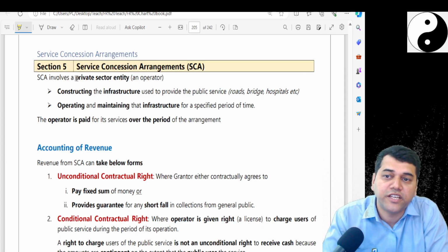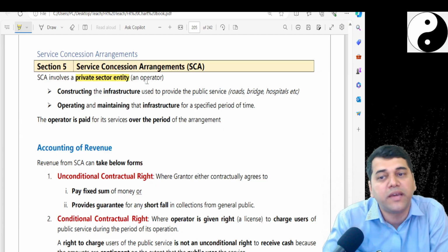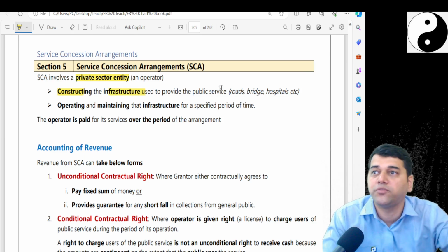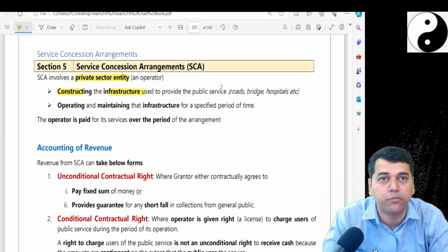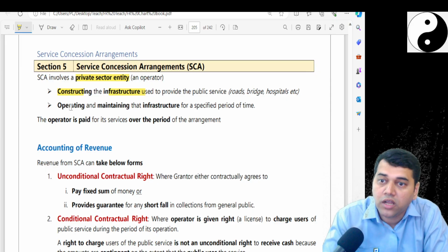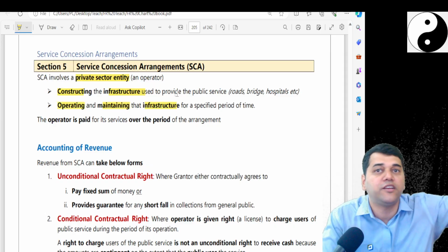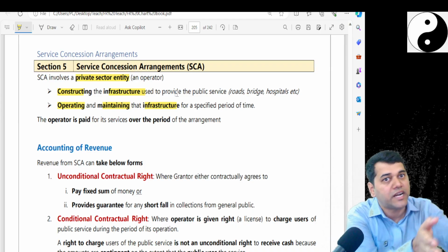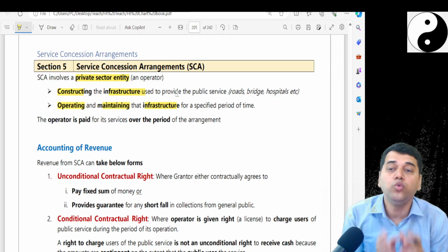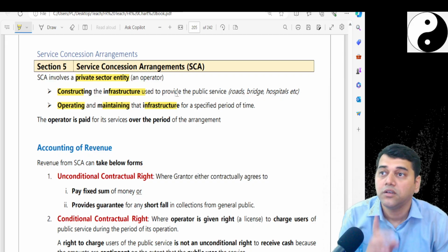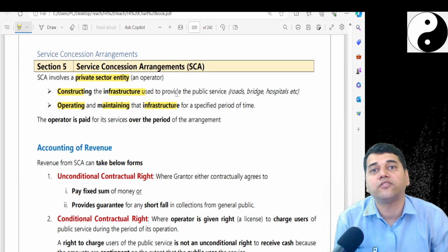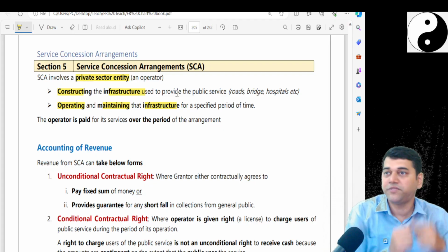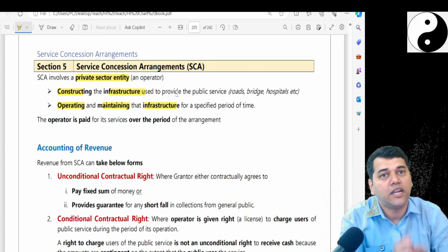A service concession agreement involves a private sector entity, which we call the operator, constructing infrastructure used by the public, like roads, bridges, hospitals, airports, or operating and maintaining infrastructure like tolls. Now you have toll projects. Have you seen this? A construction contract for a road, generally who does this public infrastructure? Government does. How? It is called PPP, public private participation. Once upon a time government themselves used to invest money and develop all the infrastructure.